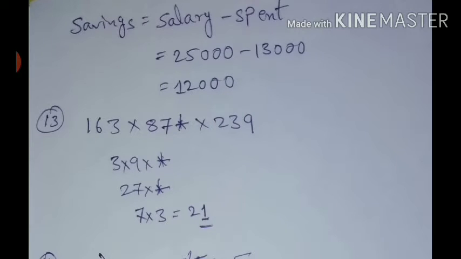Next, the unit digit in the product of 163 into 87 star into 239 be 1. Then the digit at the place of star will be. So 3 into 9, 27. 27 into star. So 7 into star. 7 ones are 7. 7 twos are 14. 7 threes are 21. Then only we are going to get units digit is 1. So in place of star, we need to use 3.